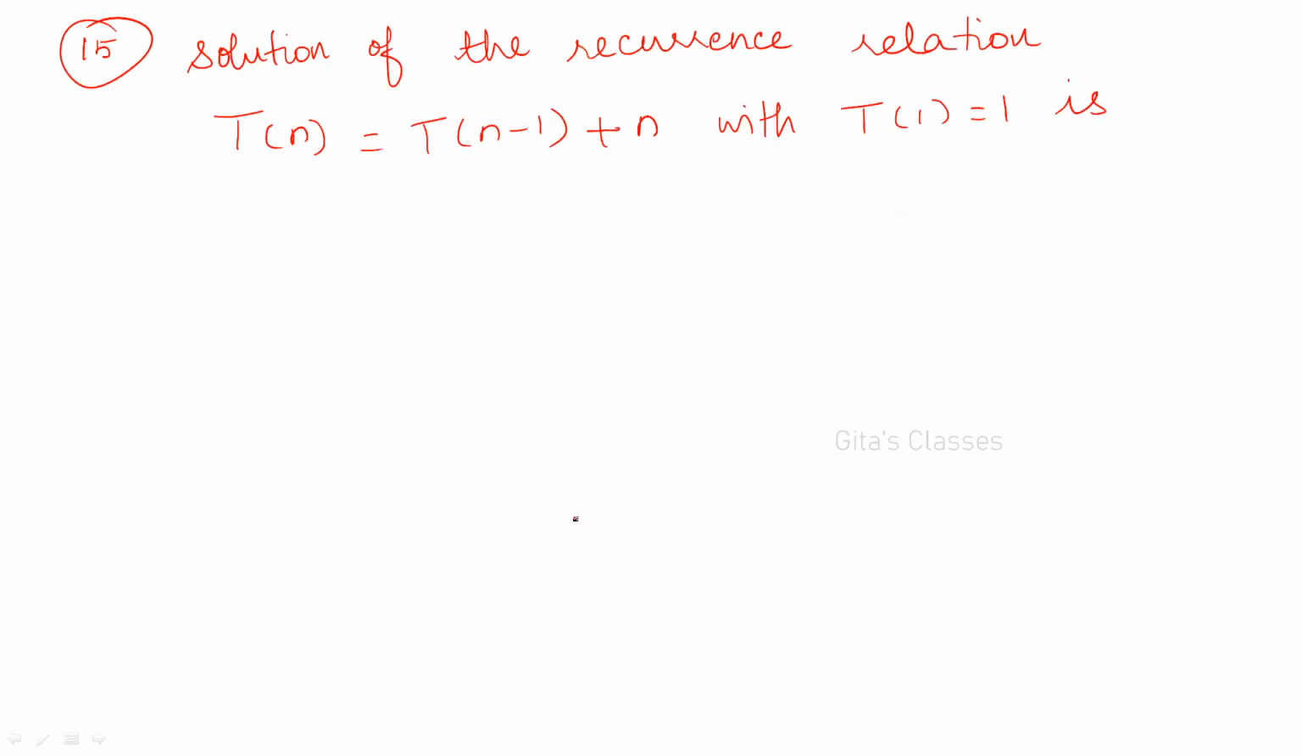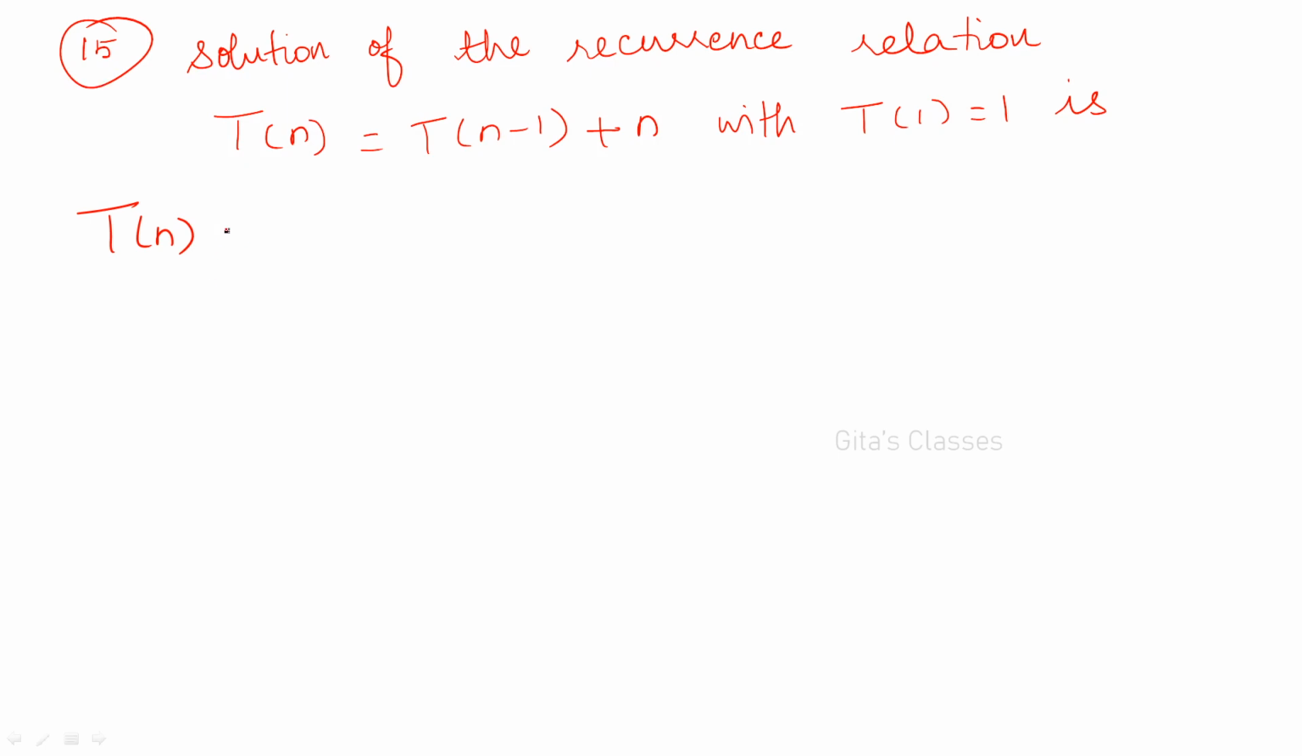Now solution of recurrence relation. So T of n is equal to T of n minus 1 plus n. This is the recurrence relation. What do you mean by solving this recurrence relation or finding the solution? You have to find out an explicit function of n for T of n which satisfies this relation.